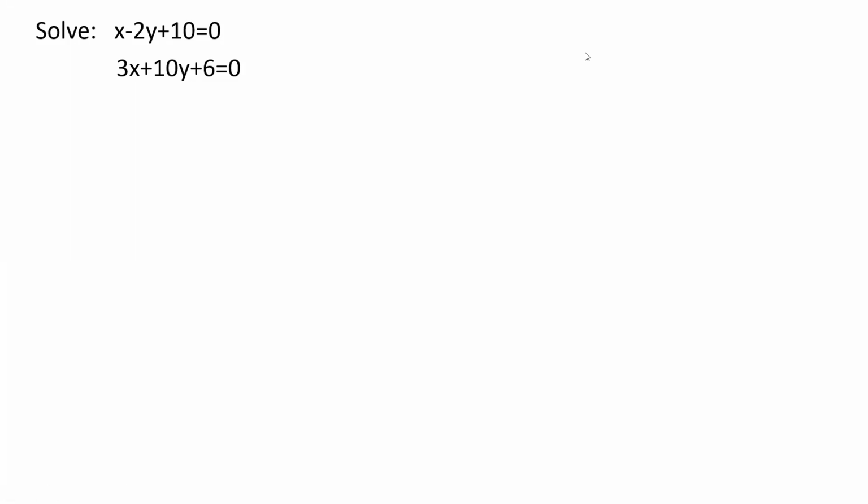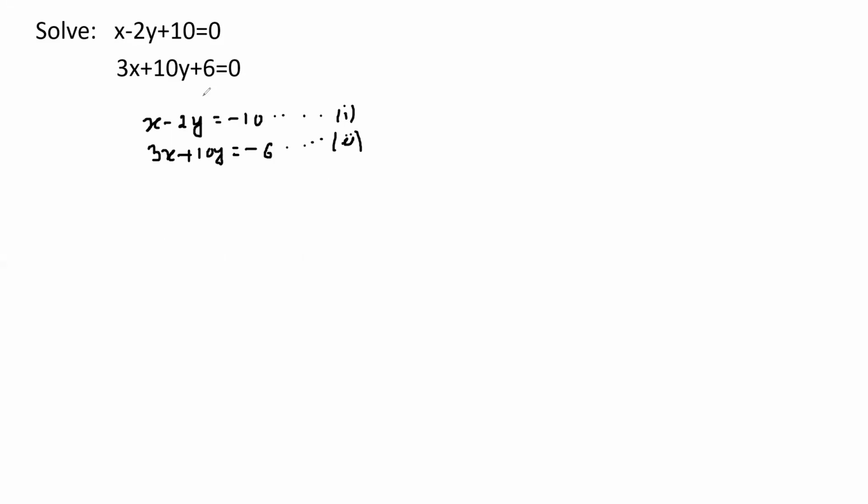Before we start, let me give you a quick, very easy concept. I want to give you one suggestion: whenever you write the equation, write it this way: x minus 2y is equal to minus 10. And another equation we can create like this: 3x plus 10y is equal to minus 6. It's not compulsory, but you can start your equation like this. The first one I will call equation 1, and this one equation 2.